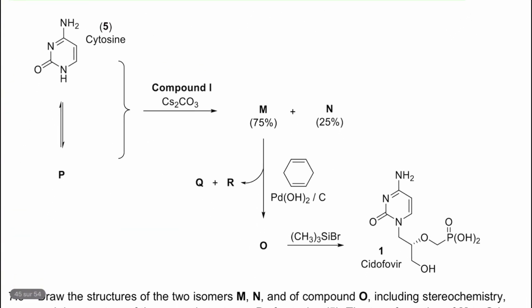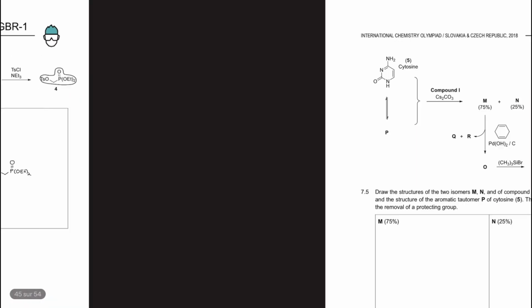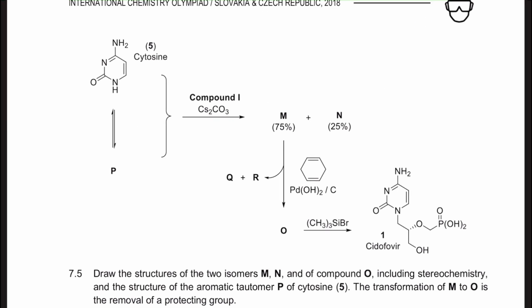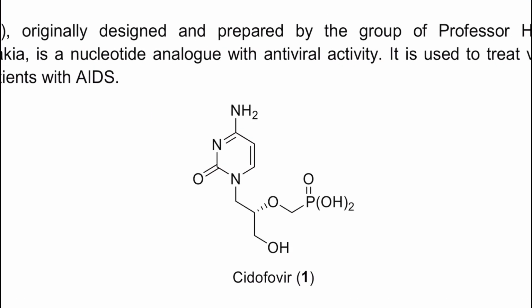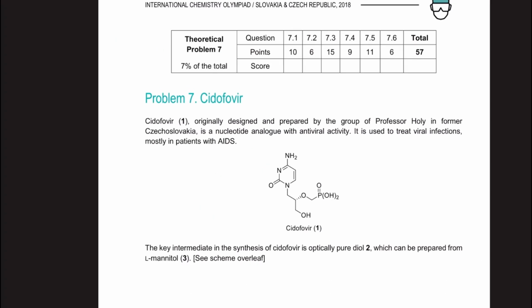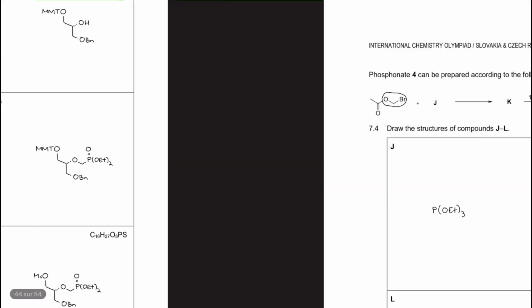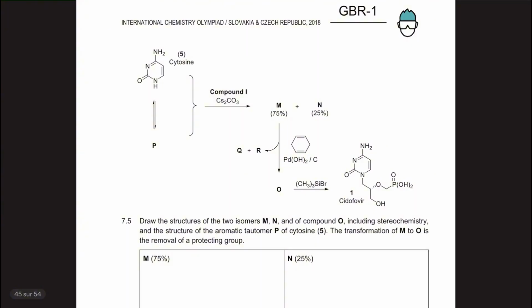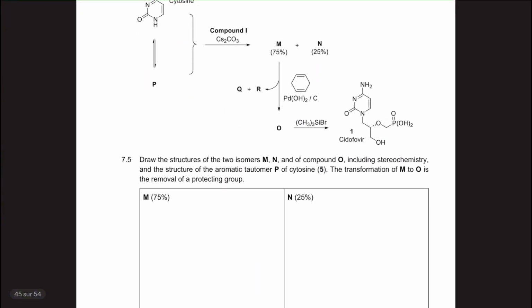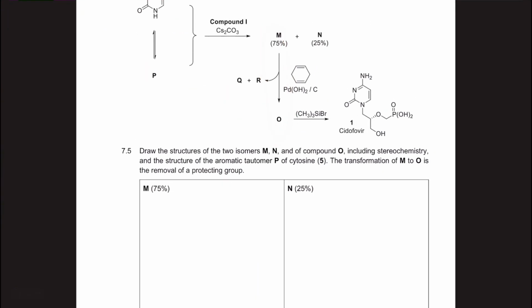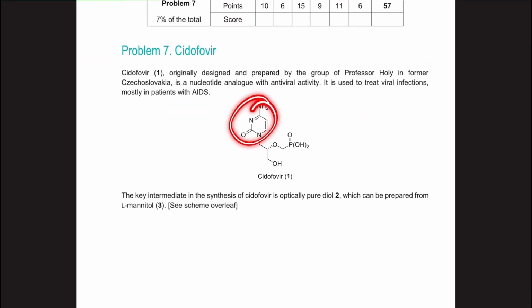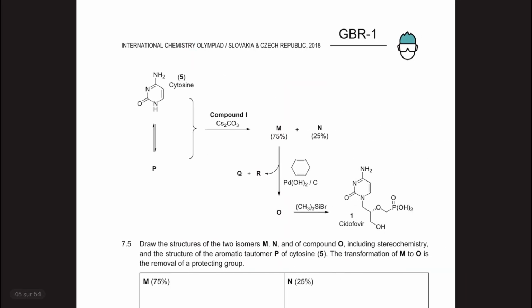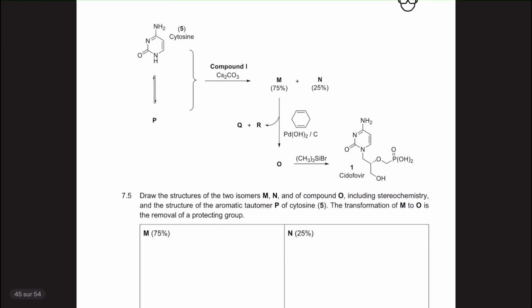Now we treat it with compound I, which is this compound, and then with a base, cesium carbonate, and we can use some clues. That's similar to our products M and N, but M is formed in 75%, and M is then being used to get O, so that tells me that M is this isomer. So M is just going to be which one?